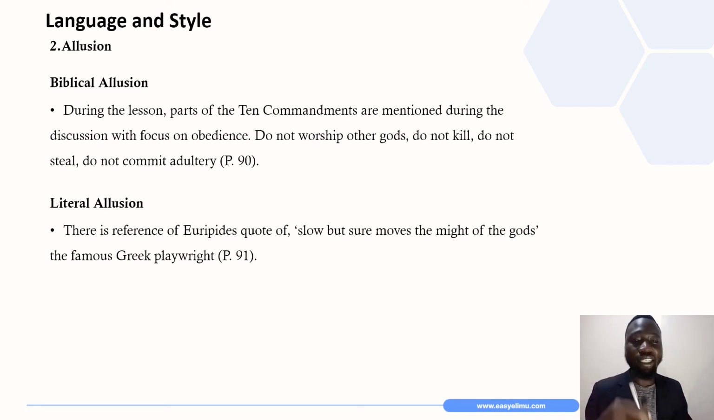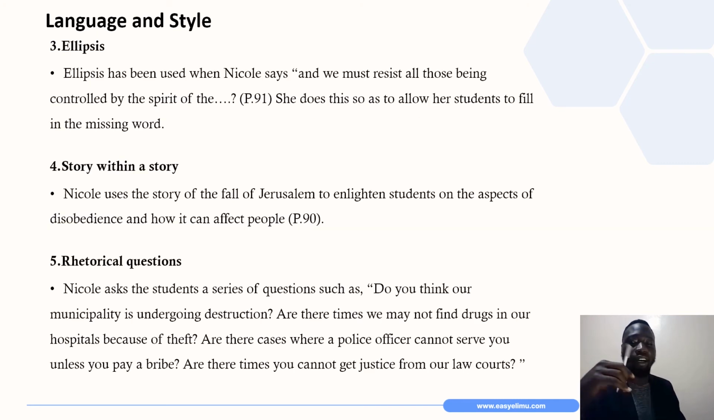Then we also have literal allusion. There is the reference to Euripides, the quote "slow but sure moves the might of the gods." He was a famous Greek playwright. So apart from the two types of allusion we have talked about, biblical and literal allusion, we also have ellipsis.